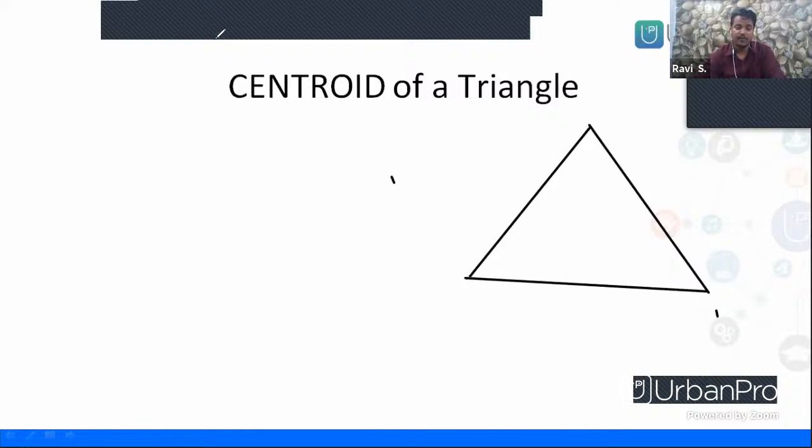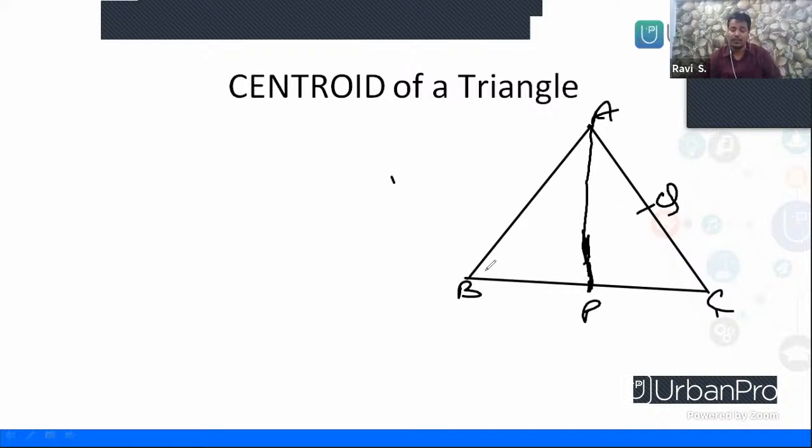So see, before you go for the centroid, we need to find out the median. What is the median? Suppose you find the point P, which is the midpoint of BC, and if you join this with the opposite vertex, that is A, this will give you a median, guys. So AP is your median. Similarly, if you take the midpoint of AC, that is Q, then BQ will also be a median. And the centroid is nothing but the point of intersection of all three medians, guys. Wherever inside the triangle all three medians intersect, that point is called the centroid.